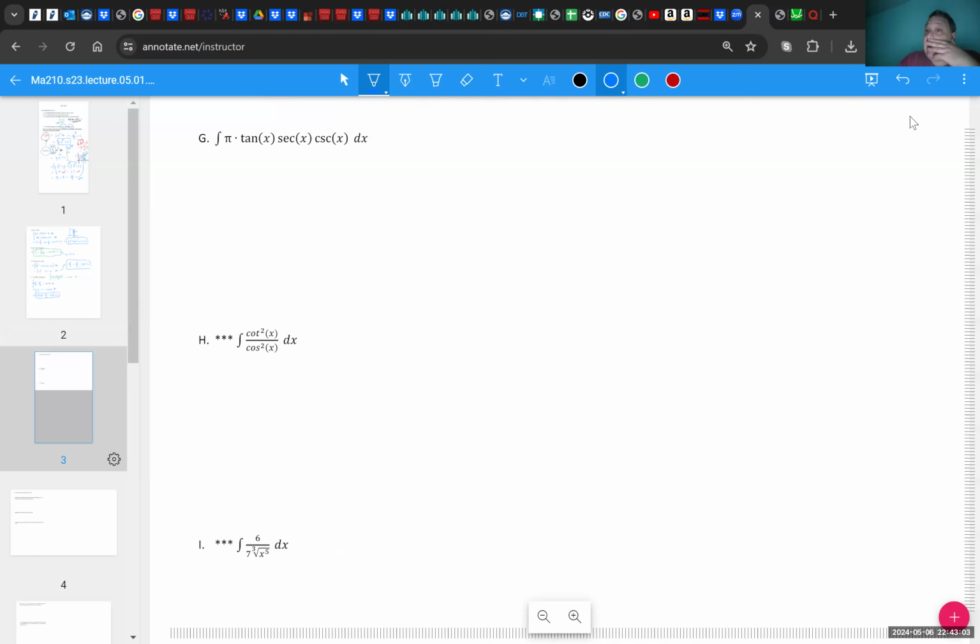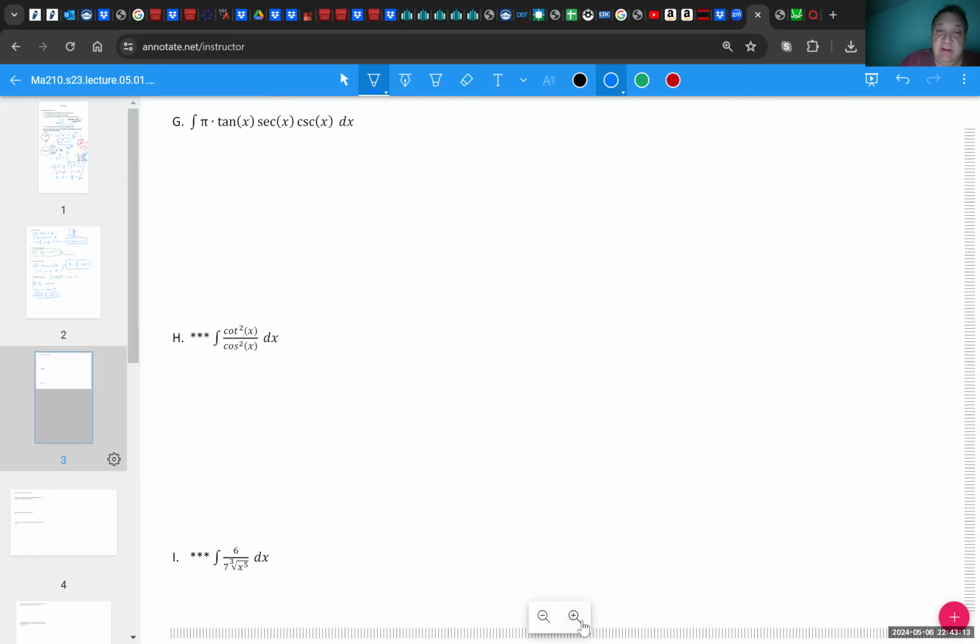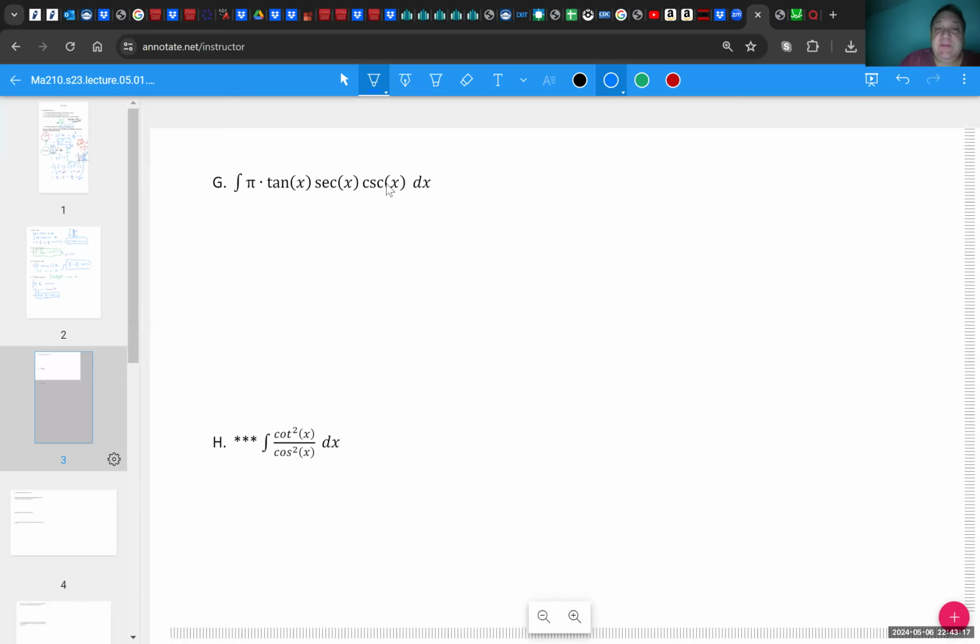All right, so here we have a trig integral. Integral of pi times tangent times secant times cosecant. Fun, if you consider that kind of thing fun. So is this a formula? Well, I probably won't shock you by saying it's not.